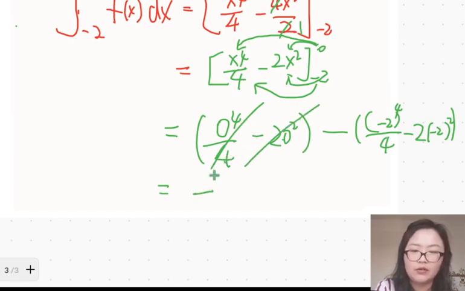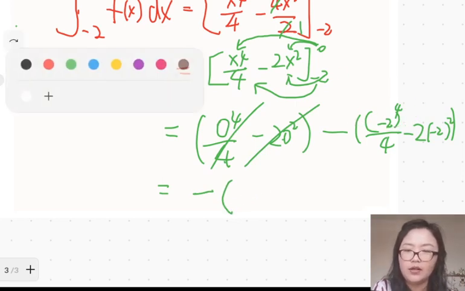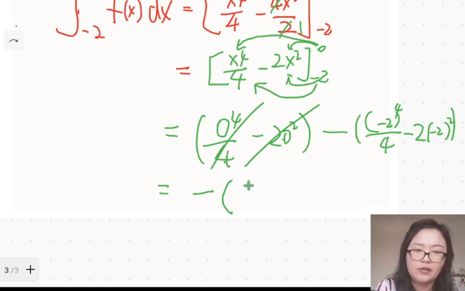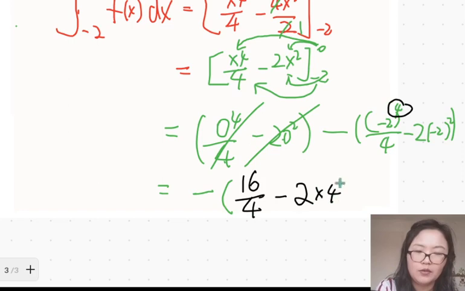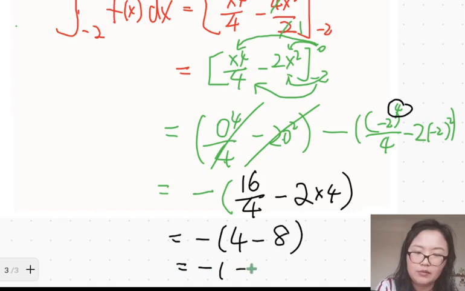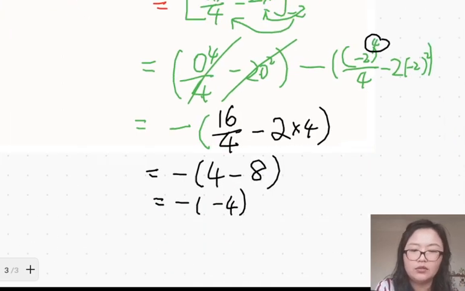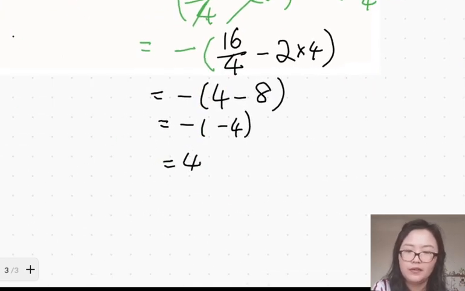Okay, and then we are going to focus on the second bracket. Minus 2 to the power of 4. So that is 2 times 2 times 2 times 2. So it's 16. Yeah, to the power of an even number is always positive. Divided by 4 minus 2 times 4. 4 minus 8, so minus 4, that equals 4. Okay. So that means the first area equals 4.